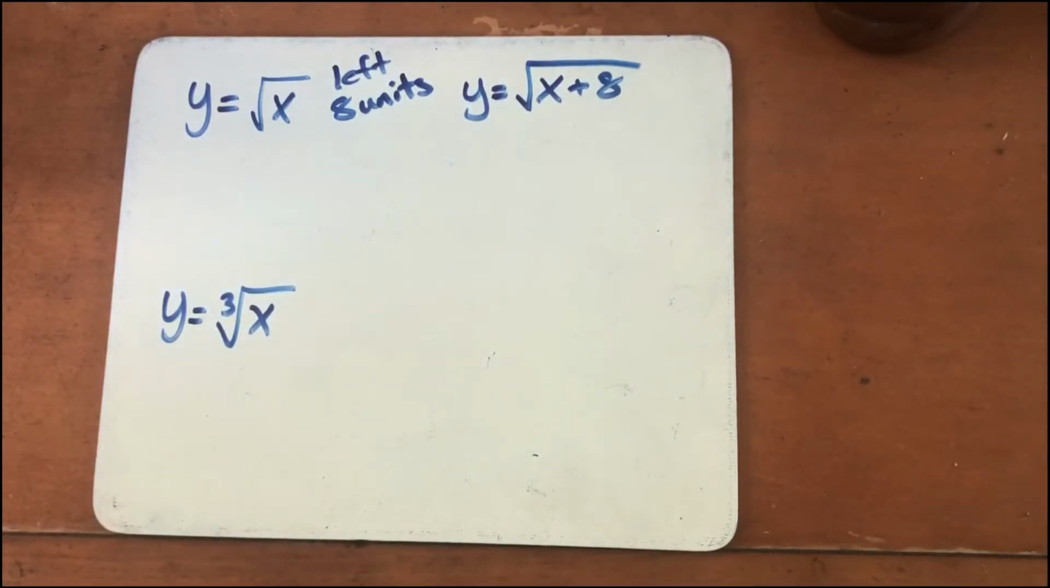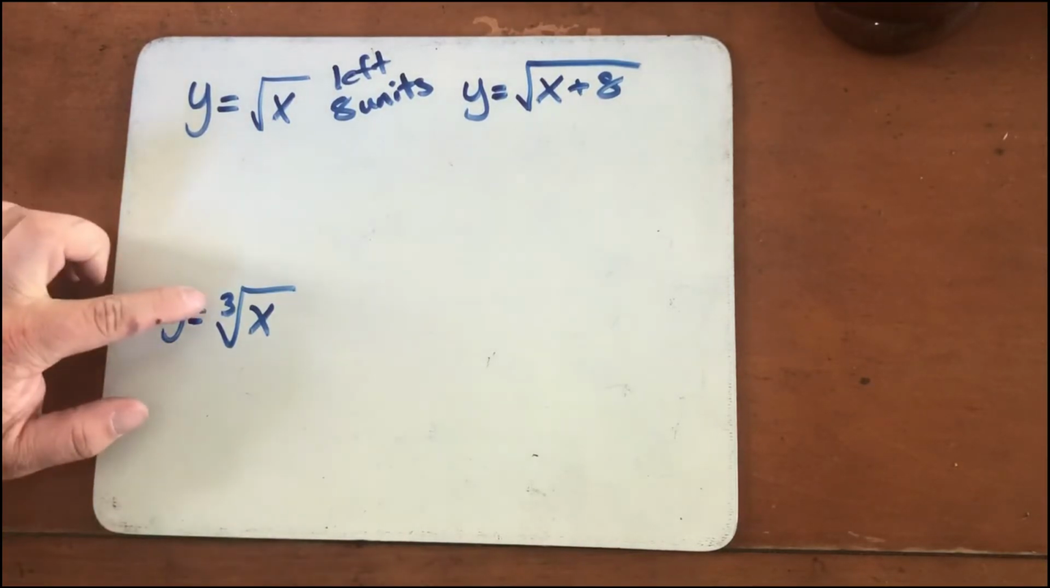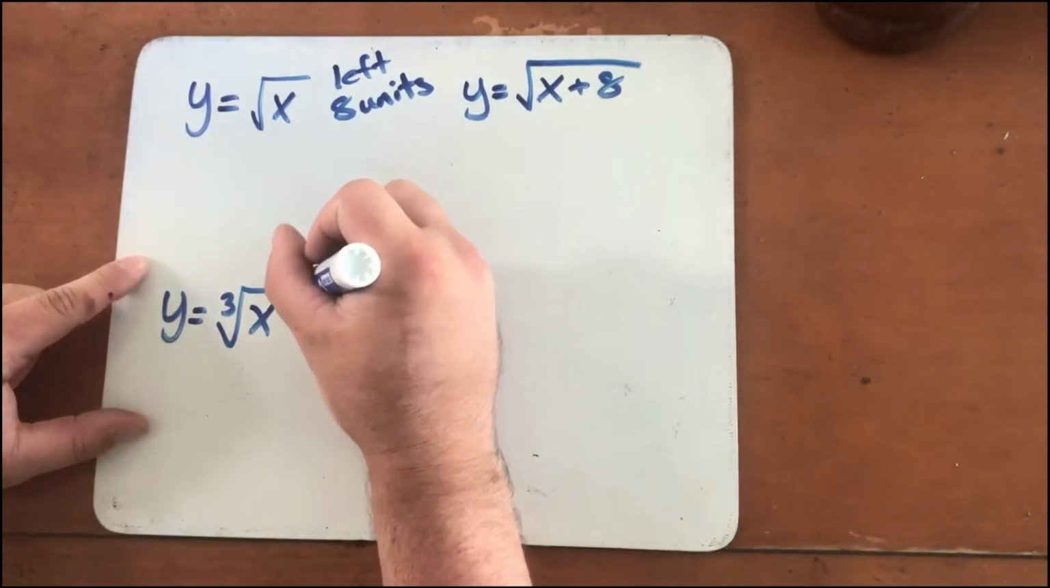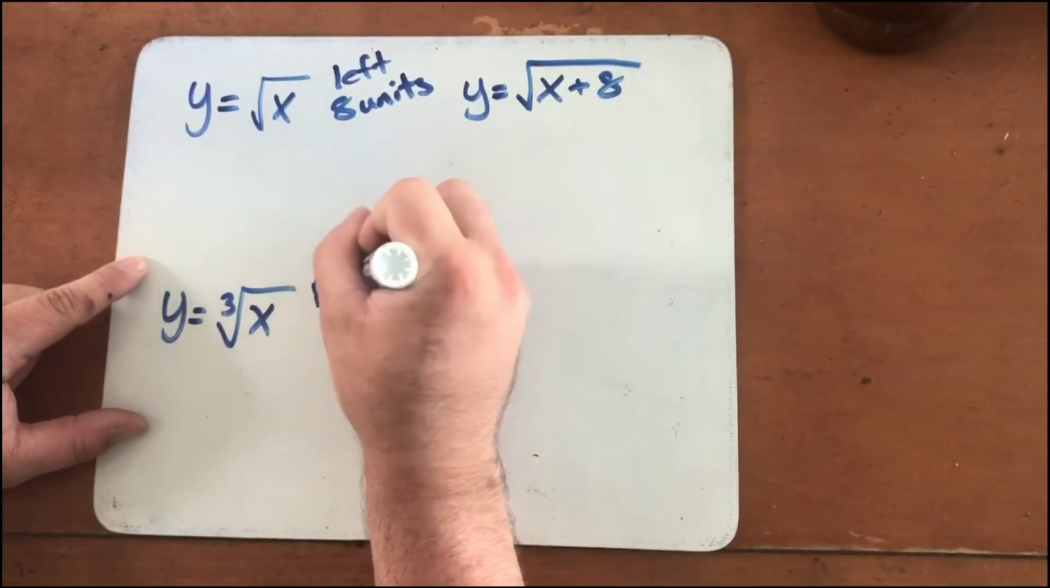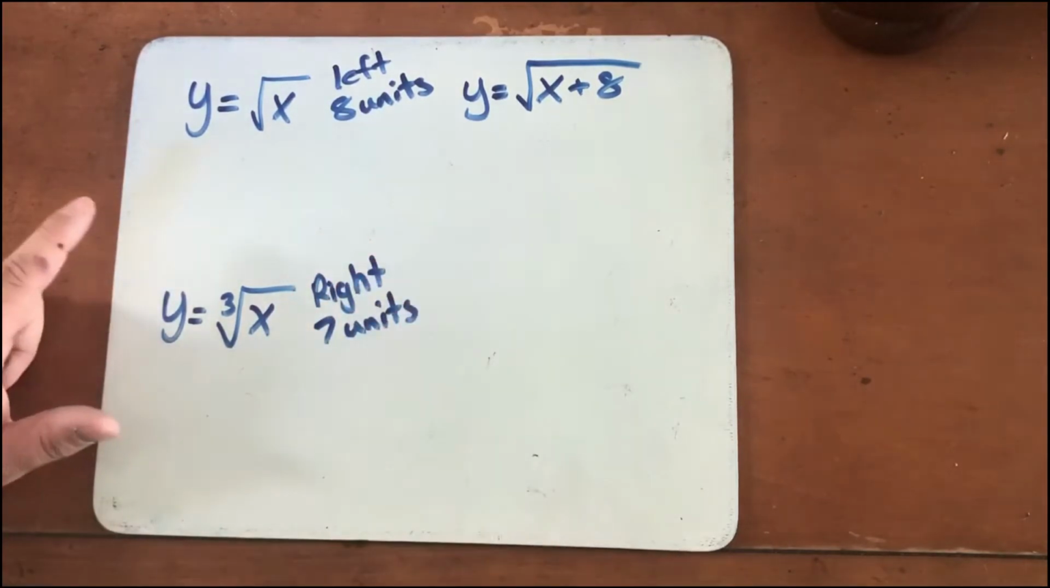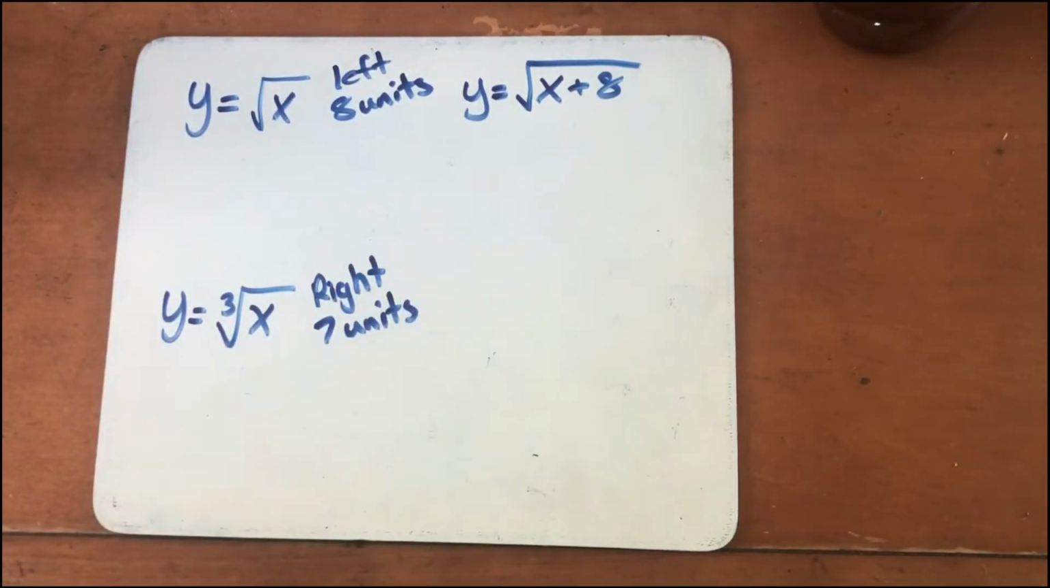When I deal with the cube root, as I said, it's going to look very similar. The only difference is that I have a cube root instead of a square root. All right, so let's say I want to shift this one to the right 7 units. Since I'm going to the right, and I know that if it's grouped with the x for a left or right shift, it's the opposite.